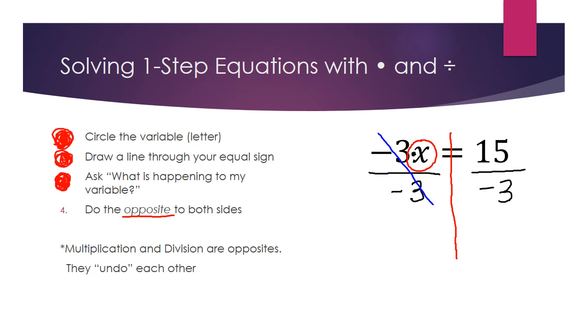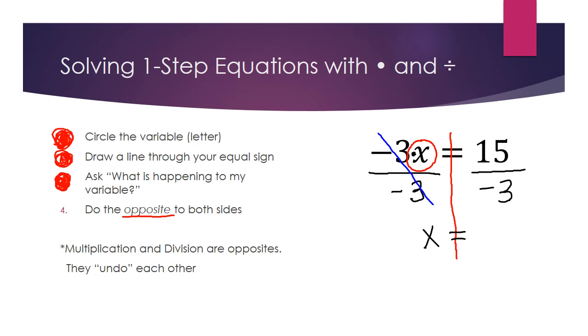In fact, -3 divided by -3, if you type that into your calculator, you'd get the number 1. So really, this is just 1 times x. And we all know 1 times x, or 1 times anything, is just itself. So the only thing we have left on this side is x. He's my only survivor.